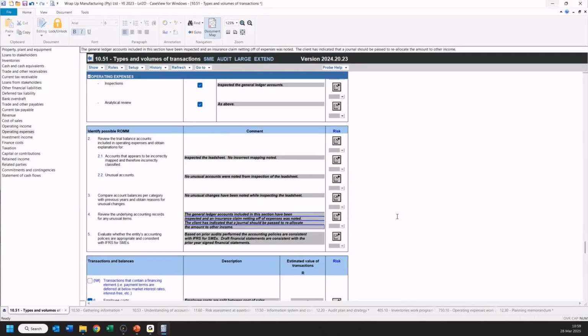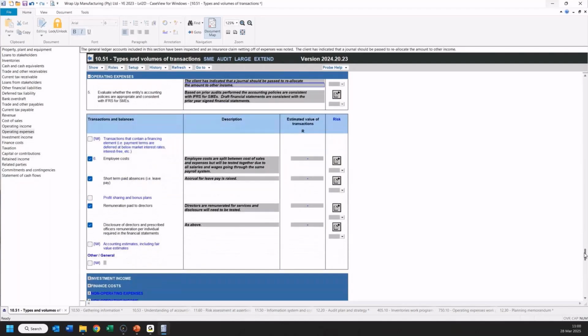So we know that there is a little mistake in operating expenses and there's a journal required. Right, there's also some consideration about inspecting the accounting policies for this operating expenses. In terms of transactions and balances, remember that in Probe, we also work with transactions related to account balances. So in operating expenses, one big category or section of operating expenses is employee cost. We audit employee cost as part of operating expenses.